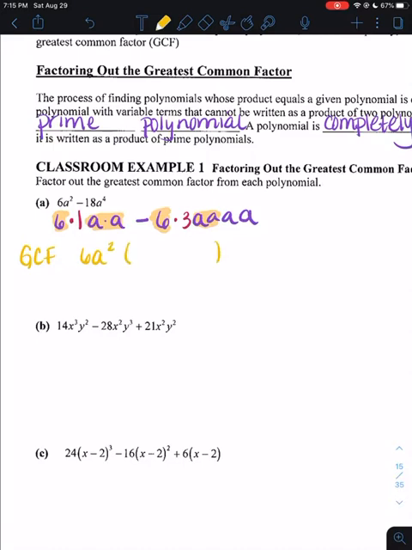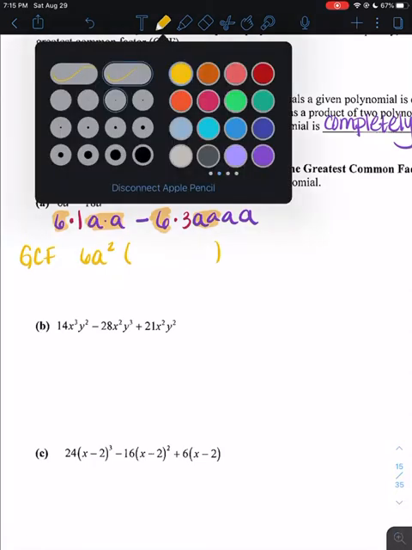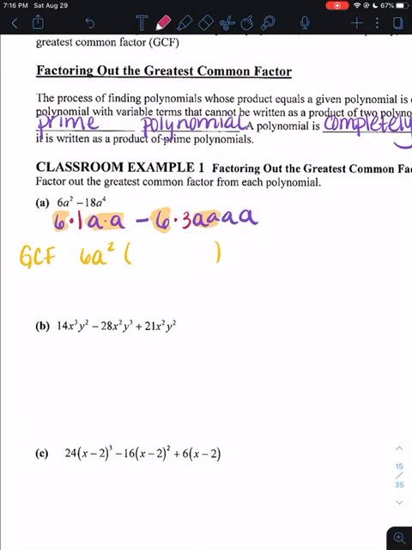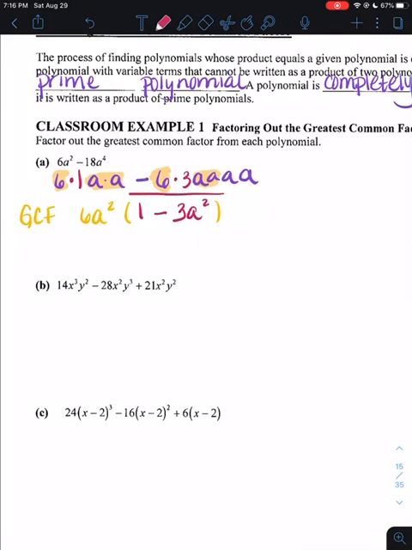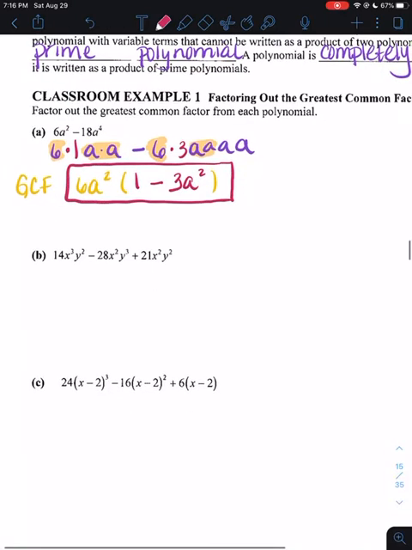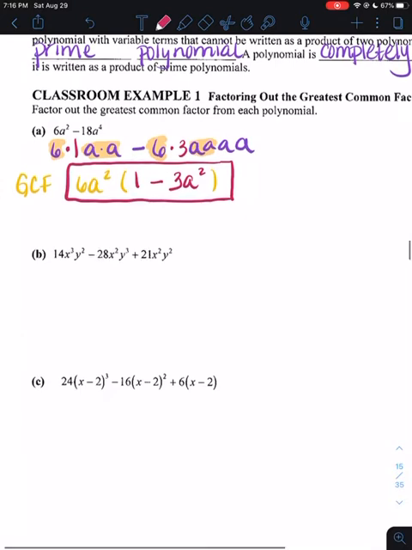Then I write a parentheses, because remember, we're just undoing this. This should be a product of two prime factors. What goes in parentheses is what I didn't highlight. In the first term, I have a 1, minus, and in the next term I have a 3, and I have 2 a's left, so that's 3a squared. So this is the factored form of 6a squared minus 18a to the fourth. So that's one way of doing it.